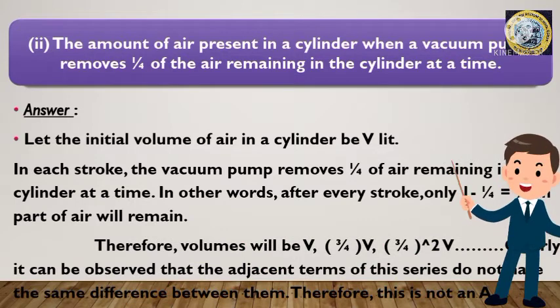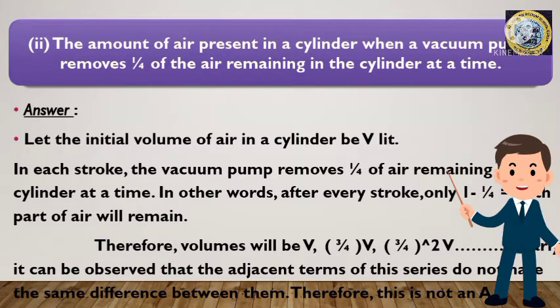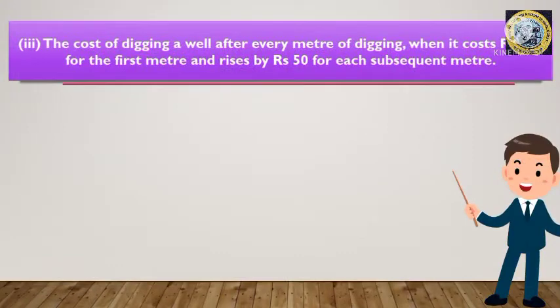Therefore, the volumes will be V, 3/4 V, (3/4)² V, and so on. Clearly, it can be observed that the adjacent terms of this series do not have the same difference between them. Therefore, this is not an arithmetic progression.